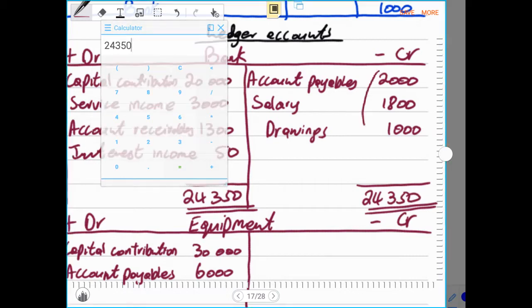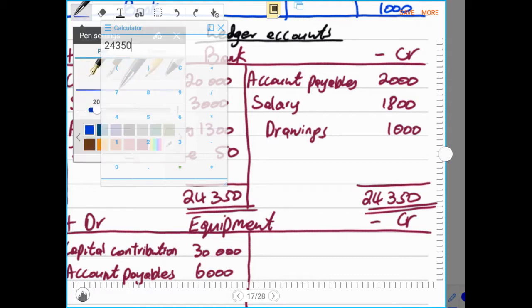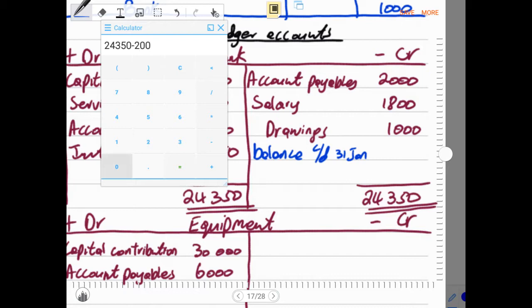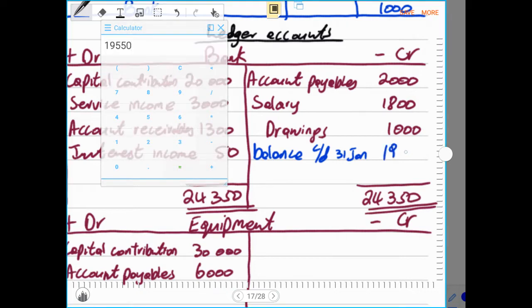And obviously, when I look at my credit side, it is smaller than my debit side. So that is why I automatically take the amount of the debit side and I write it at the bottom. Therefore, now the difference will be a balance, and that will be a balance carried down. The balance carried down will be on the 31st of January. And balance carried down will be the total of the debit side minus all the credit side, minus 2,000, minus 1,800, minus 1,000 rand. And it will be 19,550 rand.